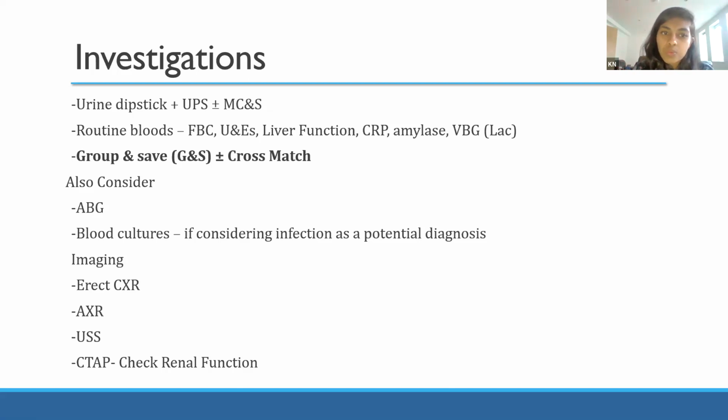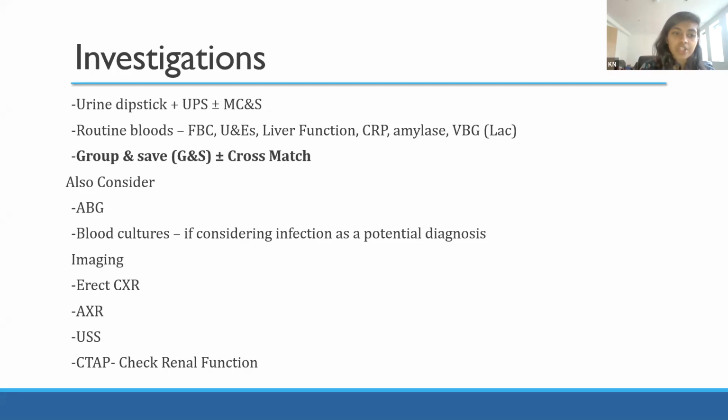The one thing you do want to do with most surgical patients, especially if you think they're going to theatre, is a group and save and a crossmatch. Those need to be sent off fairly quickly. And I forgot to mention clotting, because quite a lot of patients come in on anticoagulants, or if they're going to theatre, it's very useful to have a clotting, just to make sure that they're not going to bleed excessively. Other things you can consider: an ABG, if they're really acutely unwell, and blood cultures, particularly if you're considering an infection.